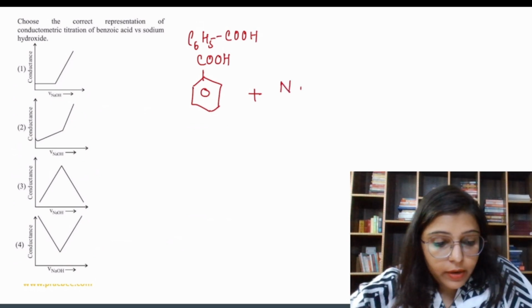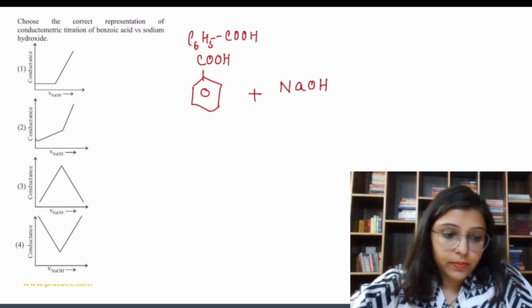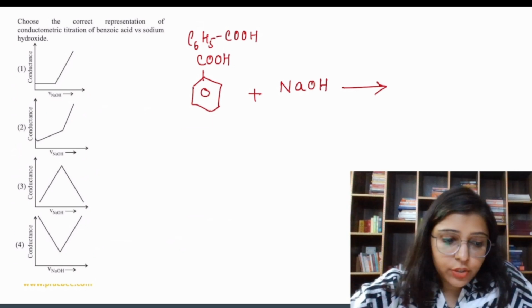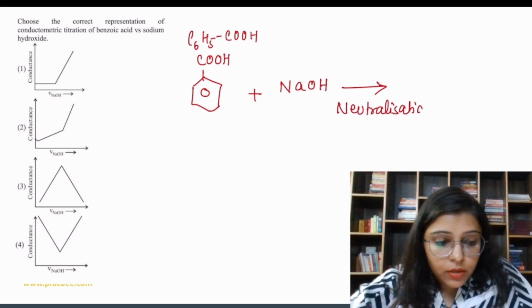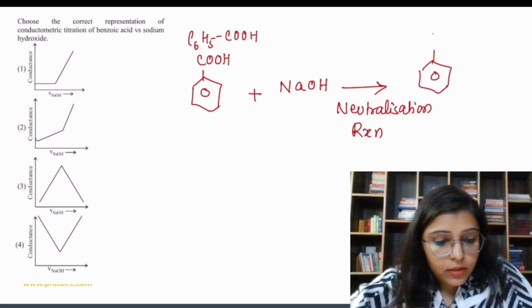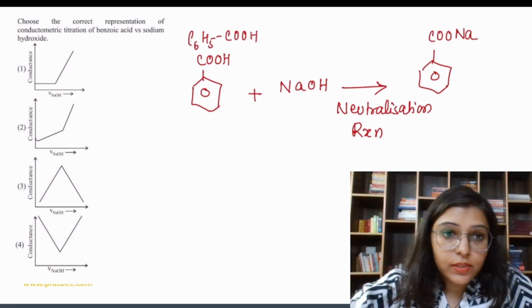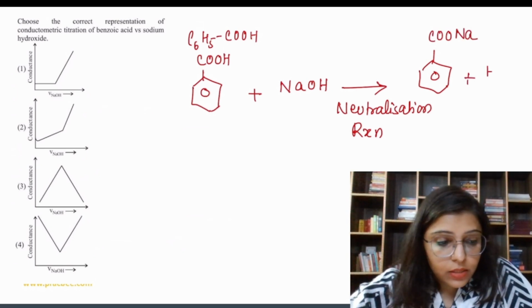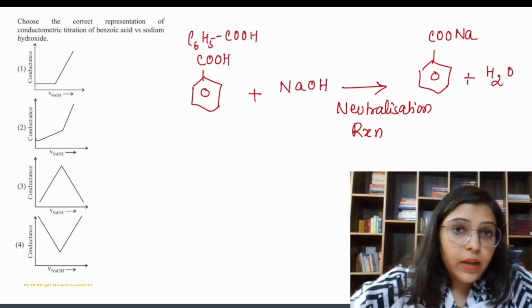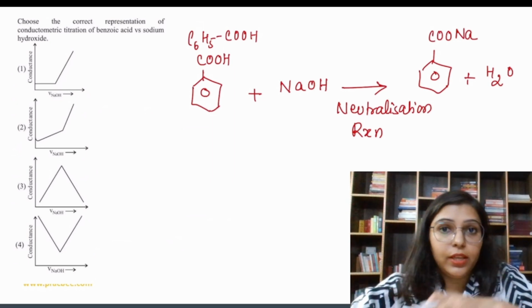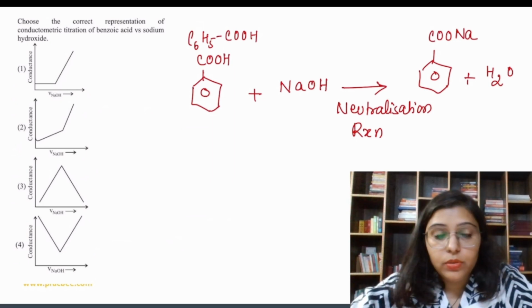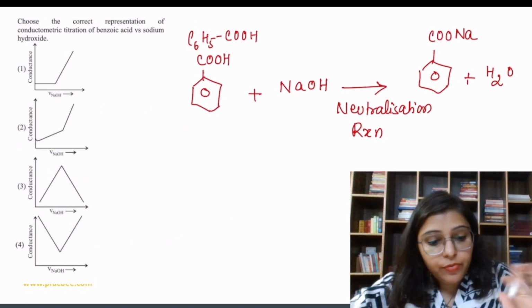So on reaction with NaOH, what happens? It is a neutralization reaction. In a neutralization reaction, we get the sodium salt of benzoic acid, or we can say sodium benzoate, plus water. Clear? Now what happens? You are adding NaOH to some amount of benzoic acid. So first what happens?